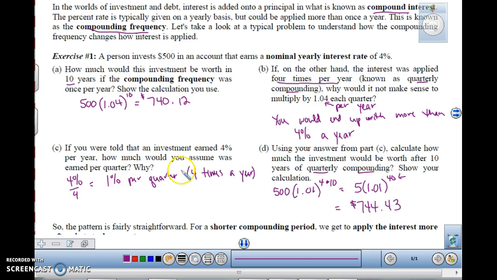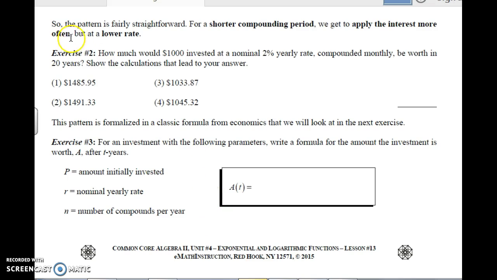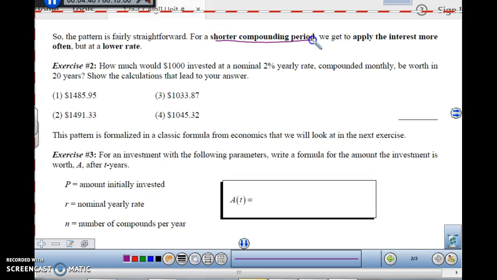All right, so what you have to be aware of is if you have a yearly interest rate, you have to figure out how many times it's compounded per year and what the rate is per unit that you're looking at. So we changed this one. The 4% was divided into quarters because if it's done over a year, that would be 4 quarters. So the pattern is fairly straightforward. For a shorter compounding period, we get to apply the interest rate more often, but at a lower rate, because you have to divide the interest rate over the number of compounding periods.